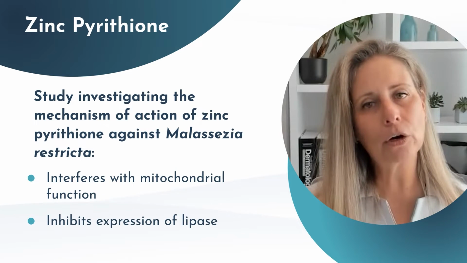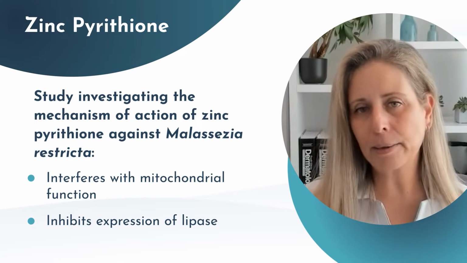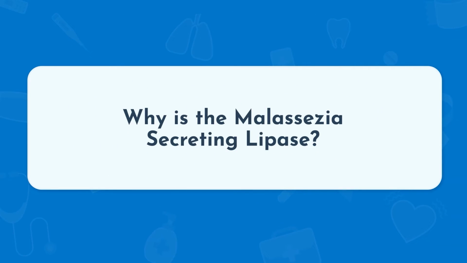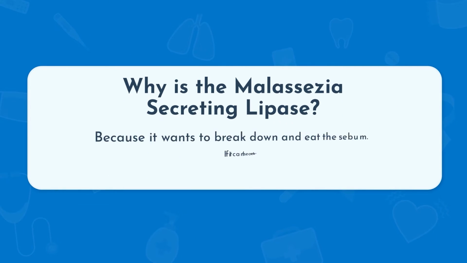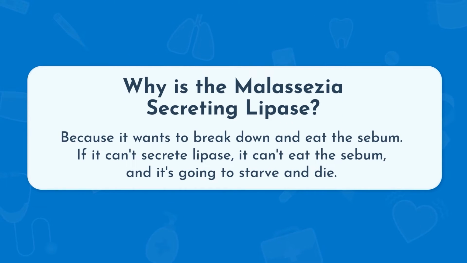And we talked about it earlier. Lipase is an enzyme that breaks down fats, right? Why is the Malassezia secreting lipase? Because it wants to break down and eat the sebum. If it can't secrete lipase, it can't eat the sebum, and it's going to starve and die. So there's a lot of different ways that the zinc pyrithione is working against Malassezia, and I definitely find shampoos with zinc pyrithione to be very, very helpful.